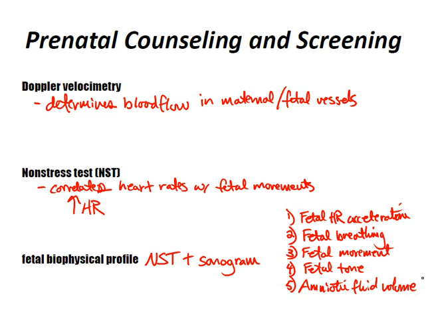Each criterion receives a score from 0 to 2. Okay? If two separate scores in the same day are less than 4, it's an indication for immediate delivery. Less than 4 equals delivery. Alright, and that's prenatal counseling and screening.